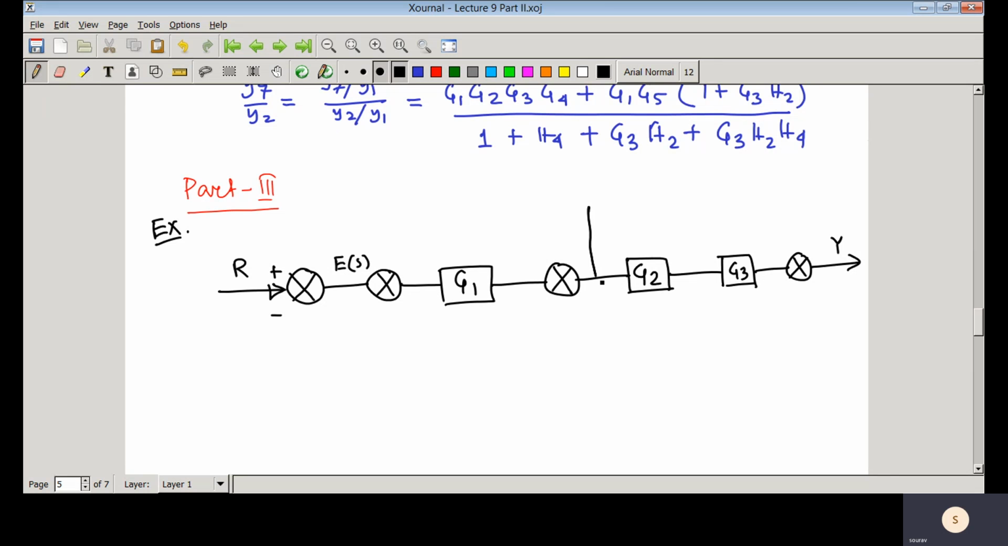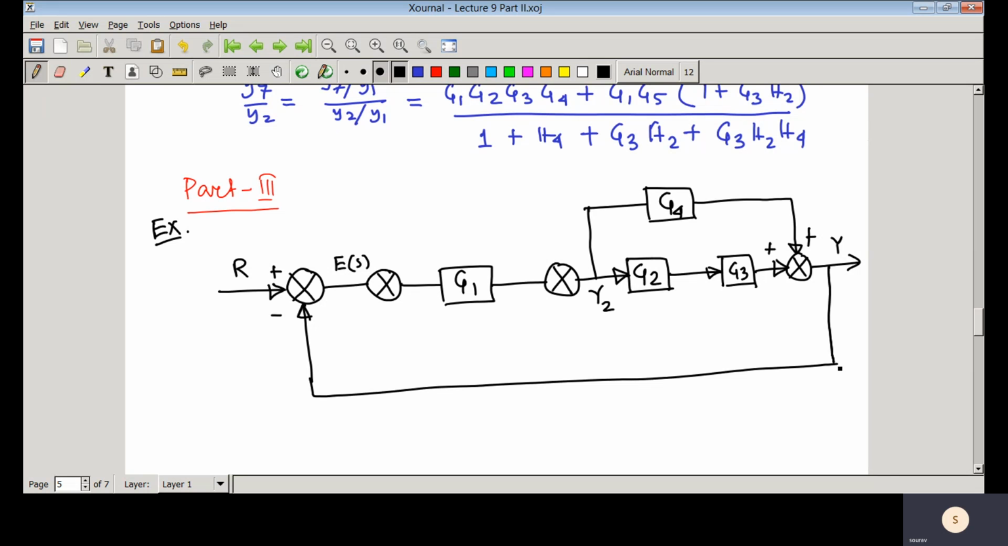And here you have one variable, that is Y2. So this is the feed forward path, G4. Here you have that summer. This is plus, this is also plus, and then we'll close this loop. Here you have the feedback path, and here you have another feedback path, that is H2.